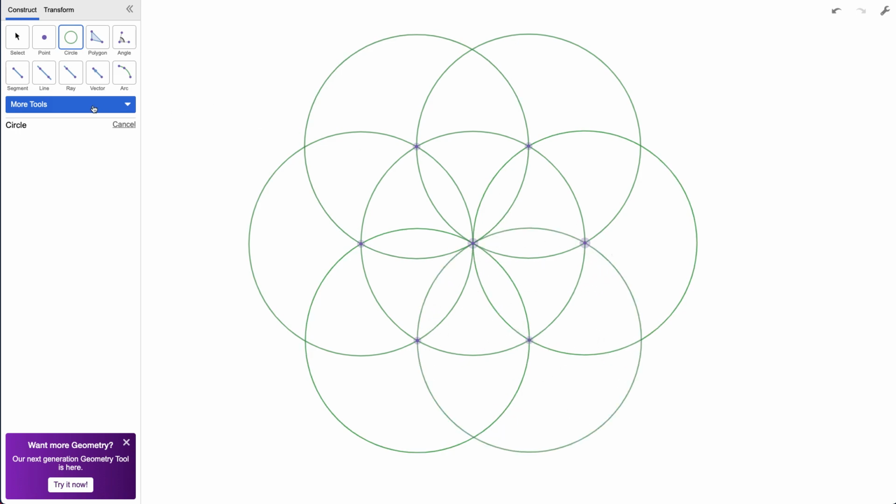Okay. And so it is easy to see that you can tile the plane with equilateral triangles.